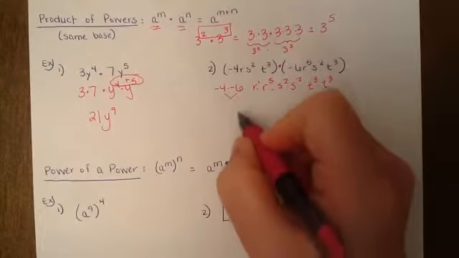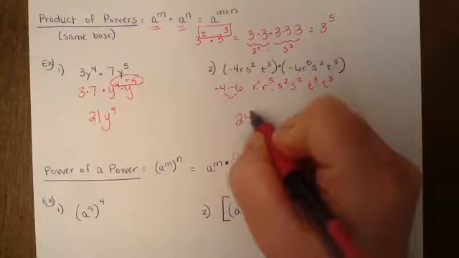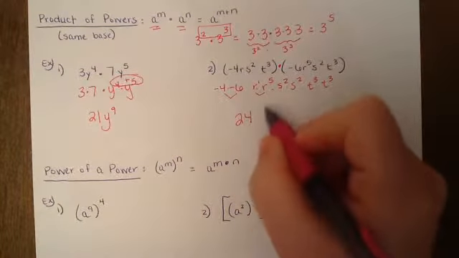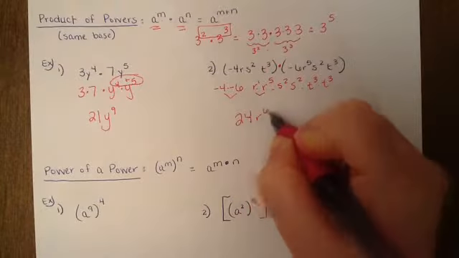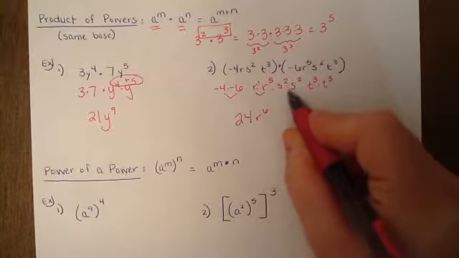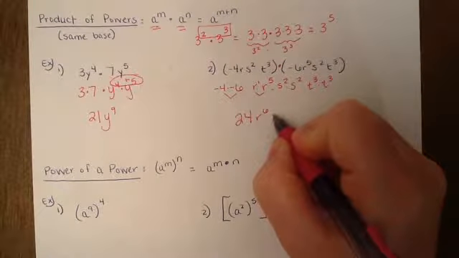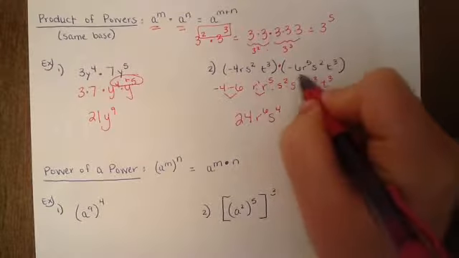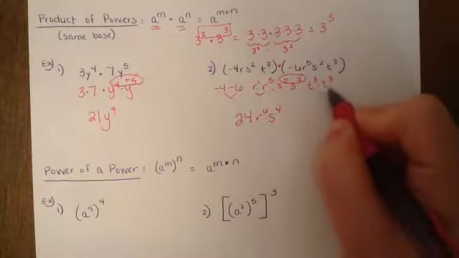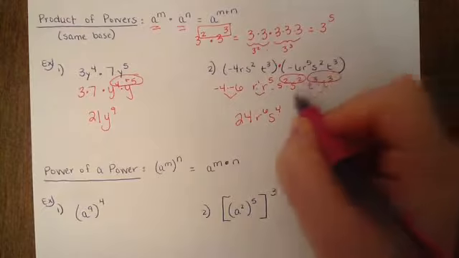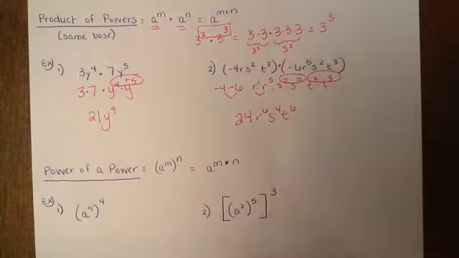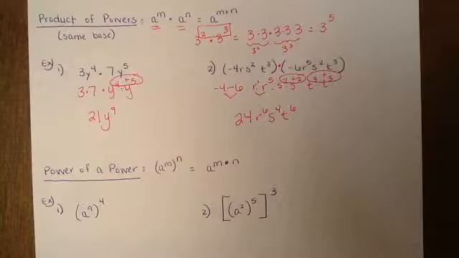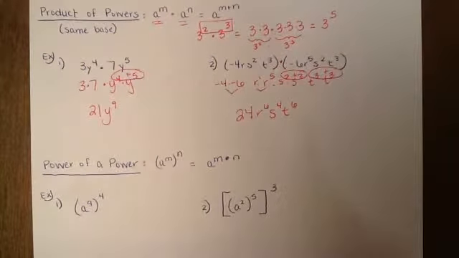-4 times -6, +24. R times r to the 5th. How many r's do we have? R to the 6th. Times s squared times s squared. S to the 4th. Add your exponents. T cubed times t cubed. T to the 6th. Add your exponents since you are multiplying. And that's all you have to do.